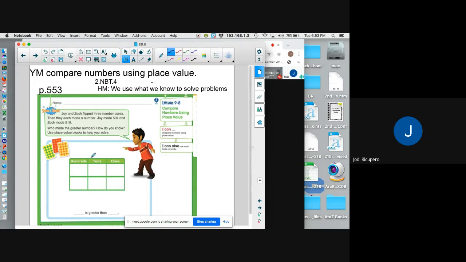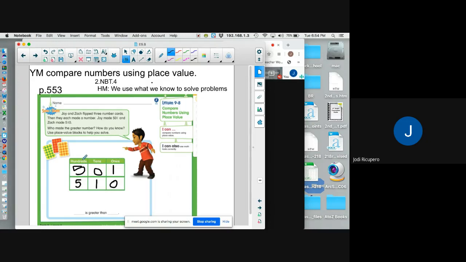So Joy and Zach flipped cards. Joy made the number 501. I'm placing it in a place value chart. Zach made 510. When we use the place value chart to look at the number, we start from the greatest place, which is the hundreds, and we go to the least.